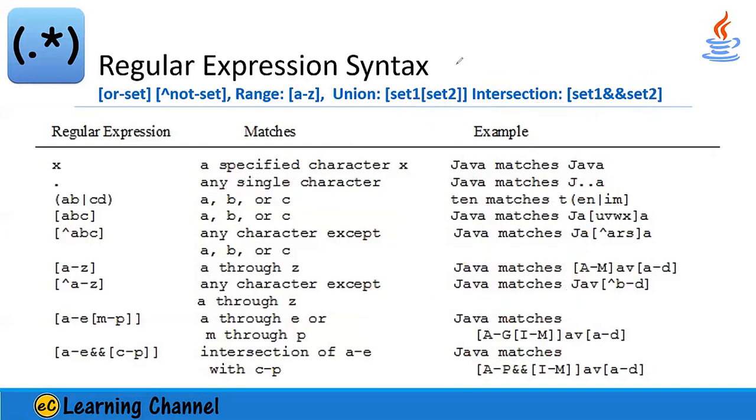Yeah. And then we have the bracket A to E or M to P, okay? So this one will be A to E or M to P, okay? And you can do AND. AND means intersection of A to E and C to P. So that would be C, D, E only. Is that okay? So this is the basic regular expression syntax, okay?